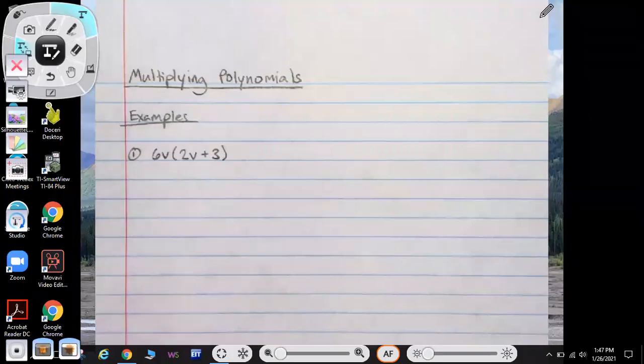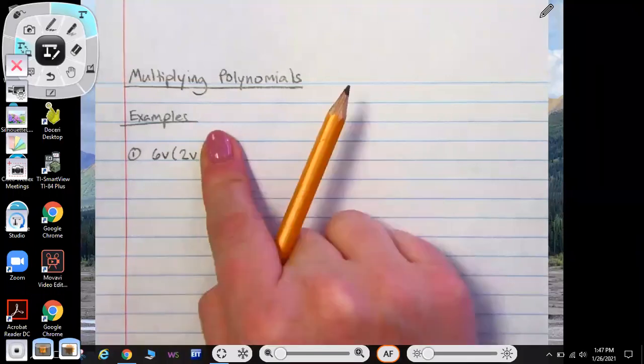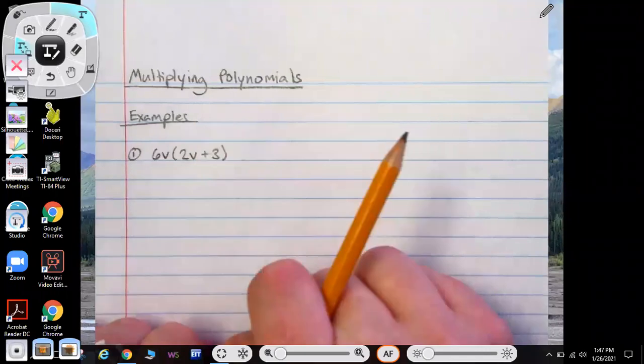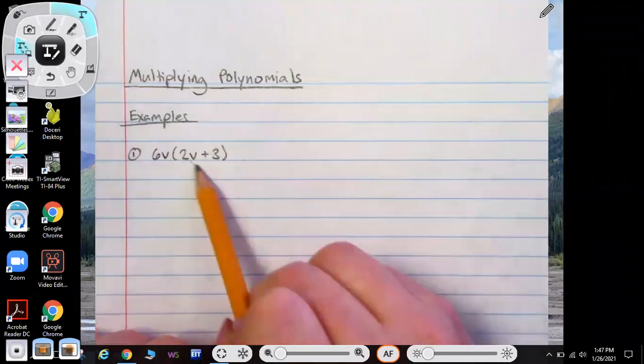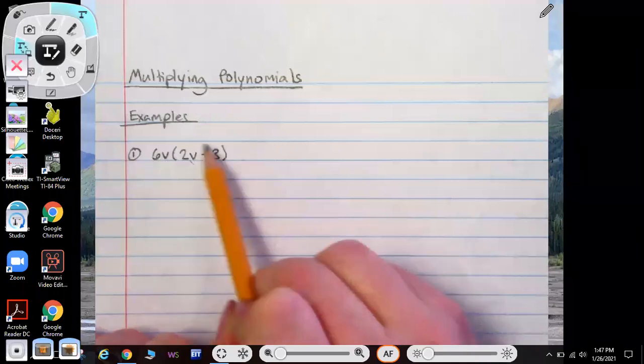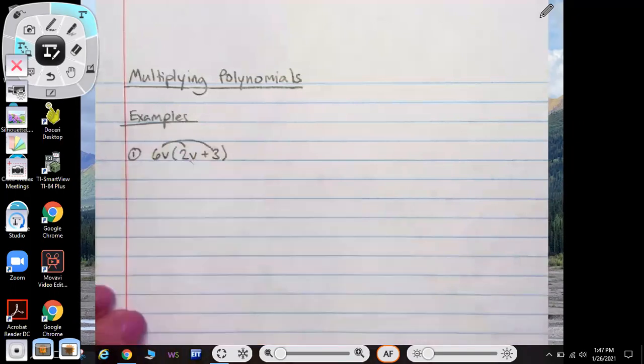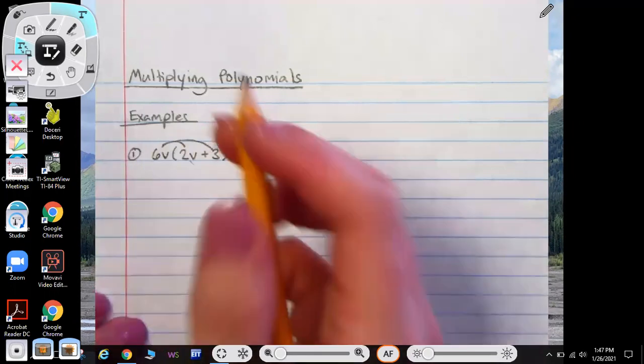So if we didn't have this plus 3 here, then it would be like multiplying monomials like we did before. But because we have this plus 3, this becomes a polynomial. And now we're multiplying 6v times a polynomial. All we have to do here is distribute the 6v to both terms in the parentheses, or however many terms are in the parentheses. You just have to distribute the 6v to every term.